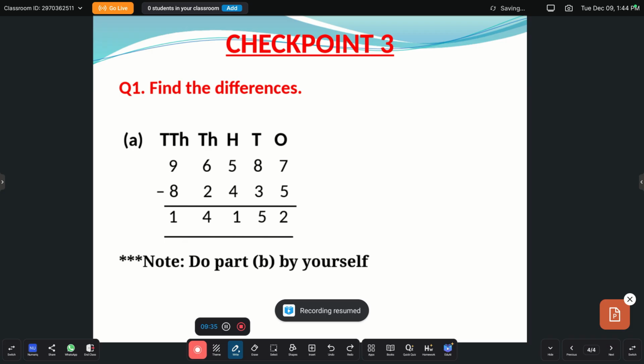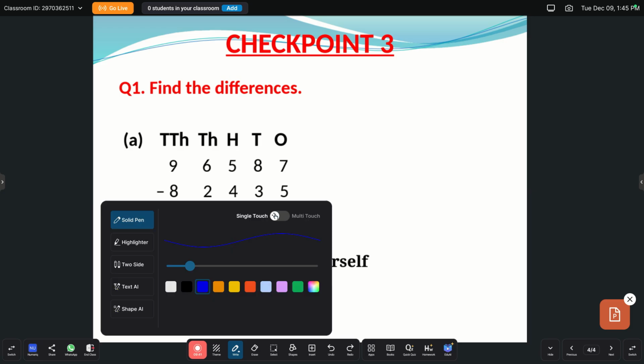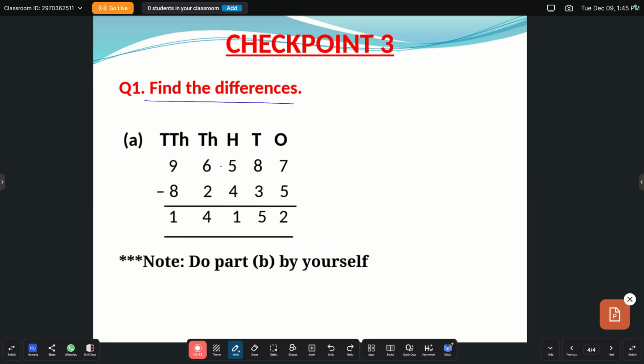Okay, dear students, now we will move to our checkpoint 3. The first question of this checkpoint is find the differences. What is difference, beta? Difference is the answer that you get after subtracting the numbers. Okay, so we have to subtract these numbers and then we have to find their answer. That is, we have to find the difference.